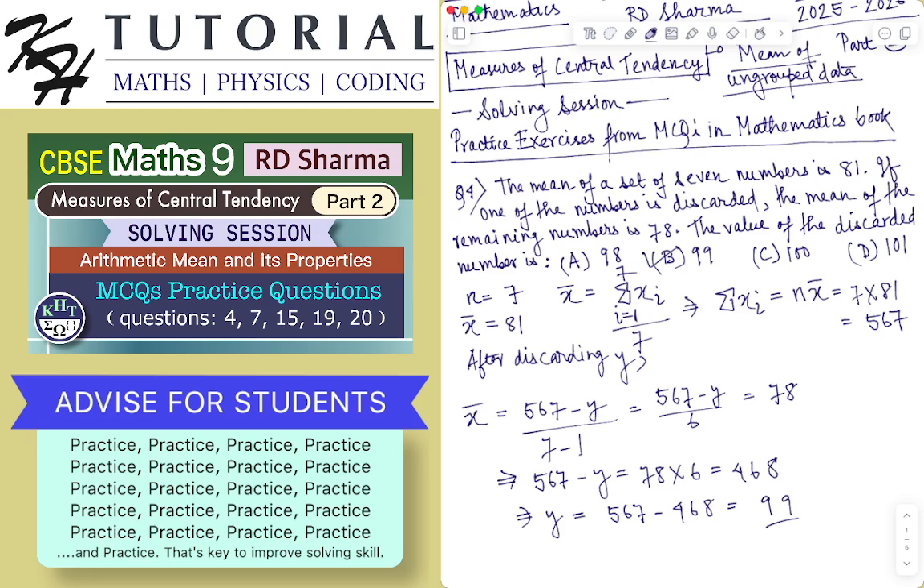I will strongly request that you please watch the previous video where I discussed the mean of ungrouped data and the properties of mean. The properties are very important. Even if you cannot remember the properties, the formula, you should, from the very basic fundamental concept of arithmetic mean, be able to derive those formulas.